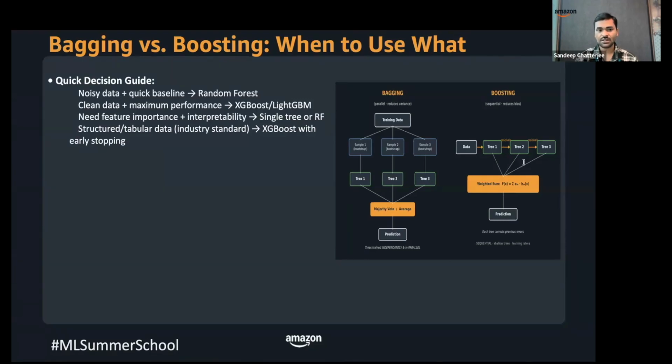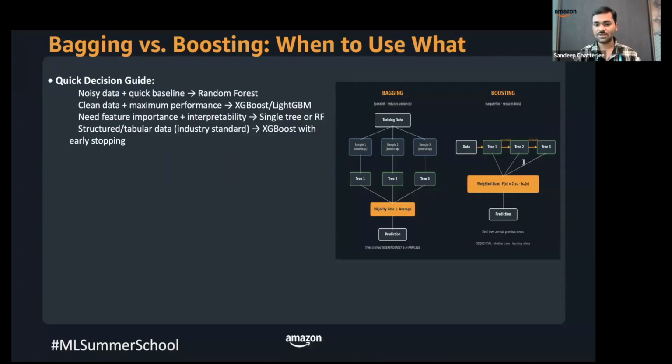And finally, if you are working with any kind of structured tabular data, think CSVs, SQL databases, spreadsheets, XGBoost paired with early stopping is simply the industry standard. So lastly, with the right tool for the right job, you can apply either bagging or boosting and get the maximum out of it. But both of these dominate basically tabular data.